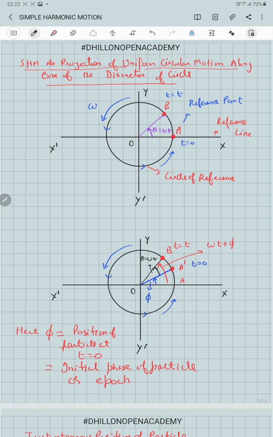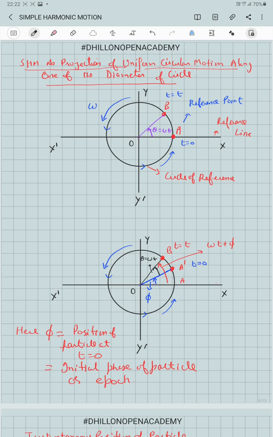So from the animation we just saw that simple harmonic motion is nothing but the projection of the uniform circular motion along one of the diameters of the circle. That is, when a particle moves with uniform speed in a circle, the particle itself is describing uniform circular motion, but its shadow considered on any one of the diameters of the circle, that is along the x-axis or along the y-axis, describes simple harmonic motion. So that's why SHM is treated as a projection of uniform circular motion along one of the diameters.